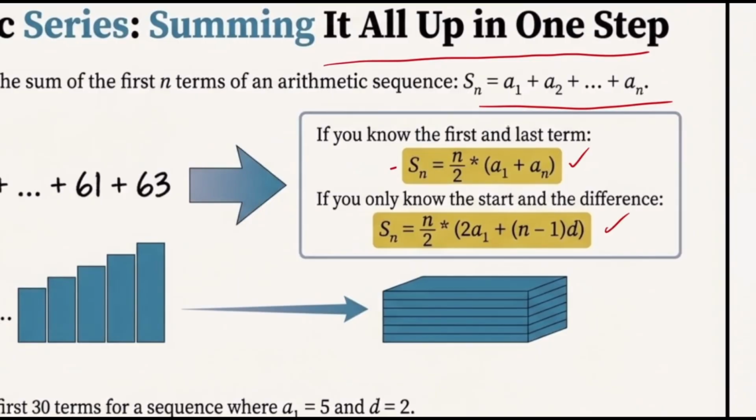So this formula says that S of n, the sum of all of the numbers from the beginning a1 to an, is n divided by 2.